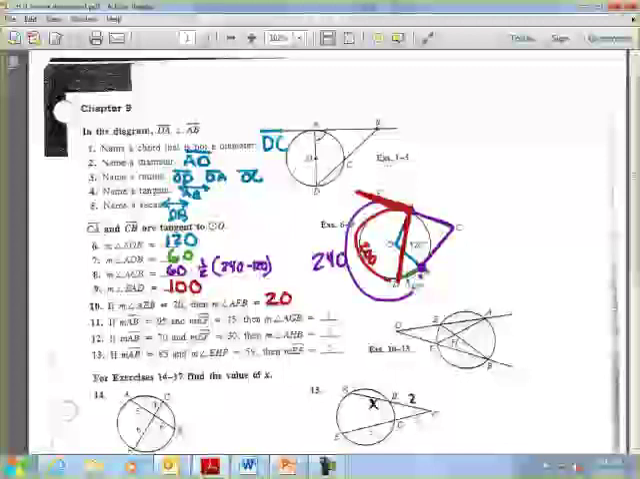In the next part, new information, not building off the last information. So this time arc AB is 95 and arc EF is 25. And we want to know how big AGB is, the angle outside. What is our rule for an angle outside of the circle? Half of the difference. So half of 95 minus 25 is 35.